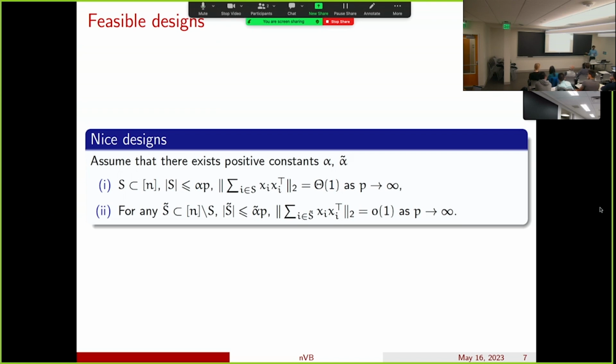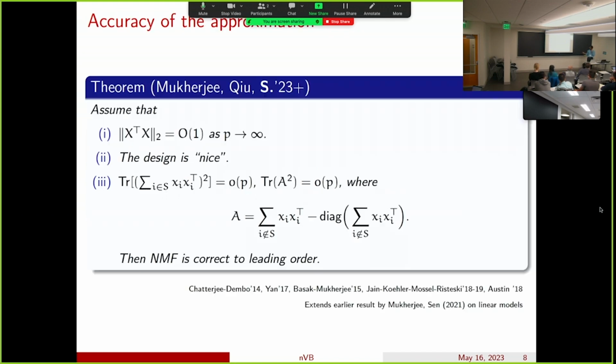Can I ask one thing? Yes. Maybe I'm just confused, but I think earlier you said you weren't necessarily assuming that the data was drawn from the actual model. Yes. So for this theorem you just showed us, what are we assuming? We're assuming that it actually comes from the model y equals x times beta. No. All this is saying is that you have your data y and x. If your features satisfy these conditions, then this naive mean field is a good approximation to the posterior.